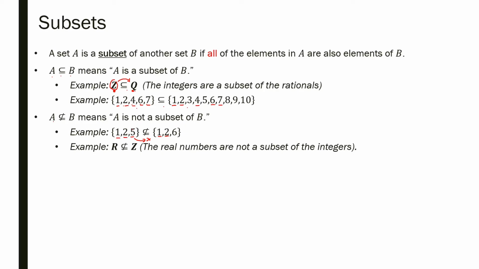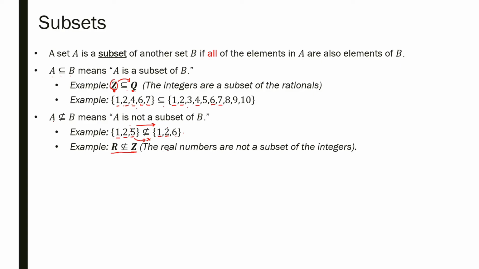Because 5 exists in this one and 5 doesn't exist in this one, this is not a subset of this, right? In the same way, this set is not a subset of the other one either, right? Because 6 exists in here and it's not in here. So neither are subsets of each other, but we were just looking at this direction. Okay, another example: the real numbers are not a subset of the integers.